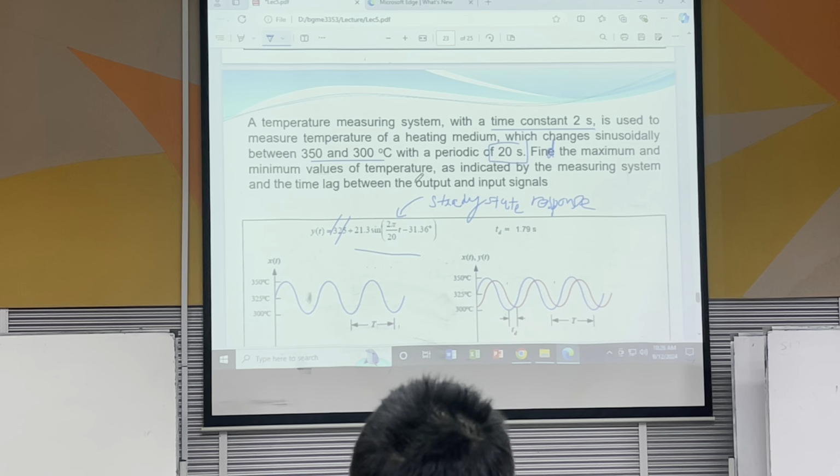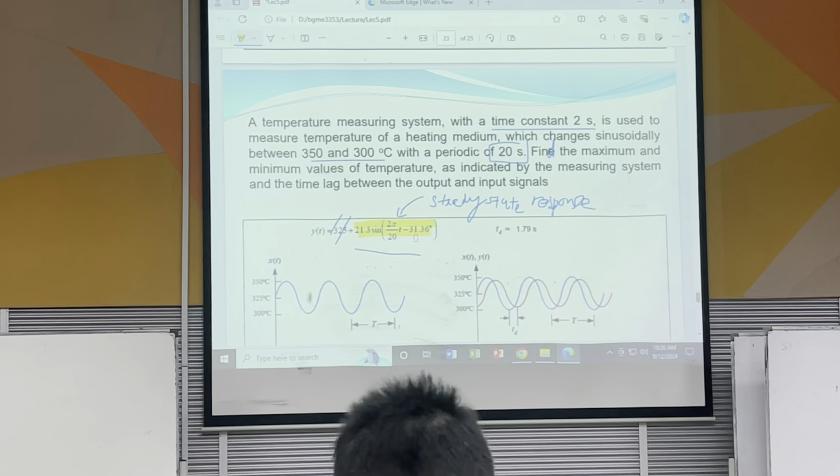Okay, first of all, you just need to focus on finding this one first, because this one is a very simple one.